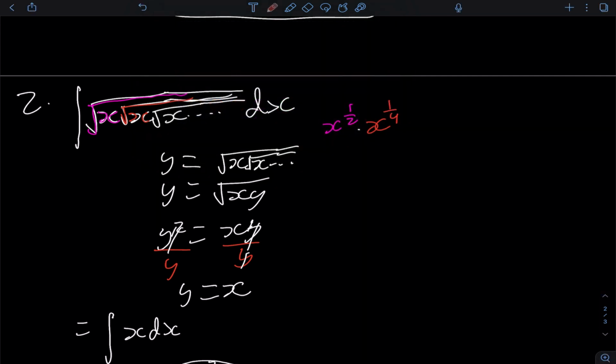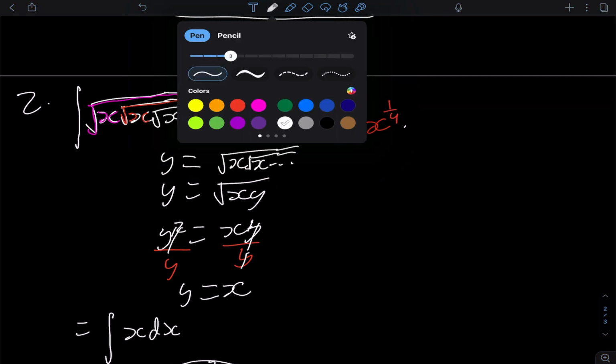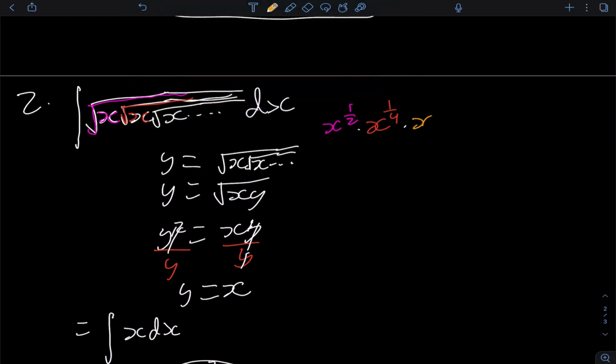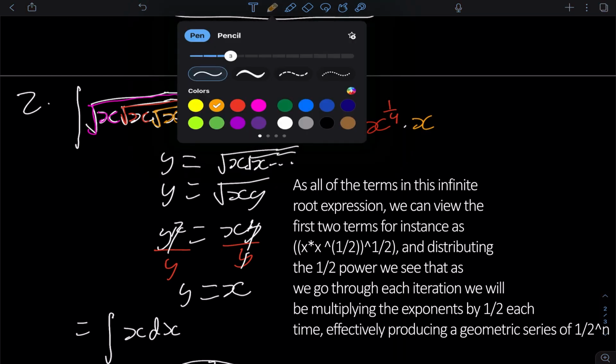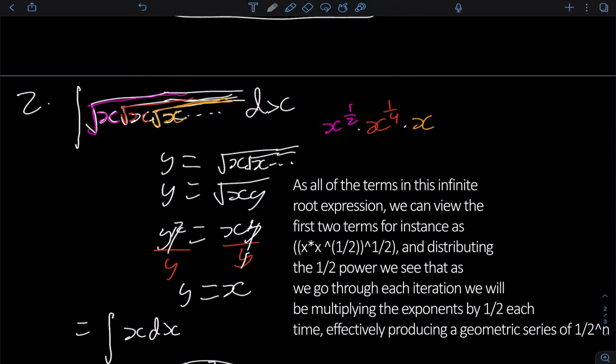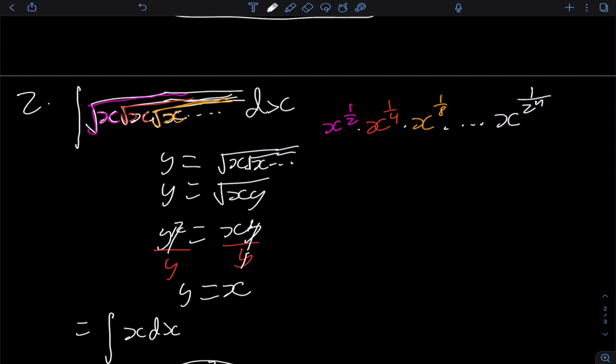Now that's being multiplied by another x, and that is going to be this x in another square root that's inside those square roots. So it's 1/2 times 1/4 once again. And what do you see? This is 1/8. And what we'll see is that this will continue going on, and we have just x to the 1 over 2 to the nth power. We have the reciprocals of the powers of 2.